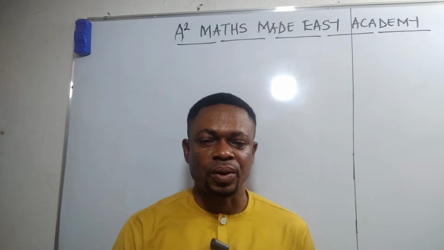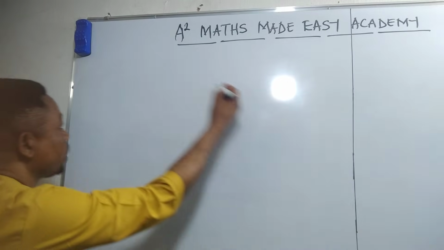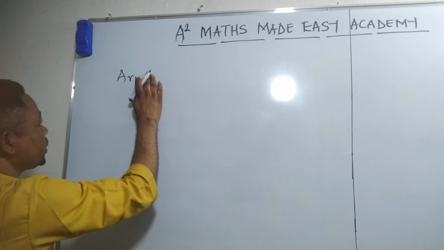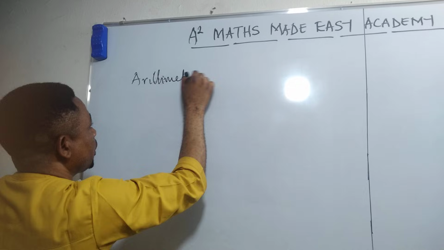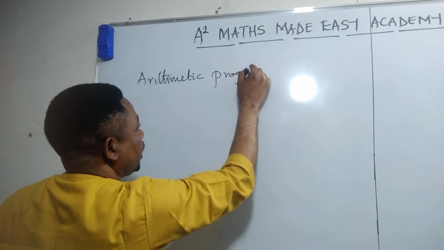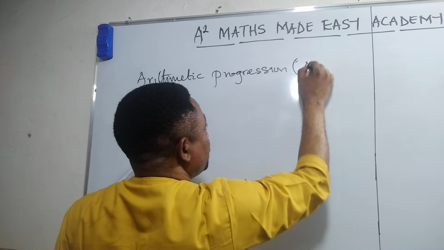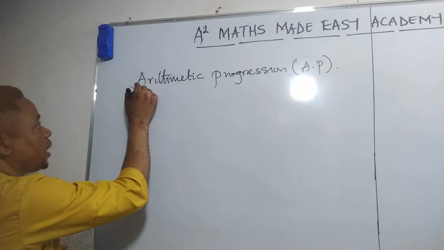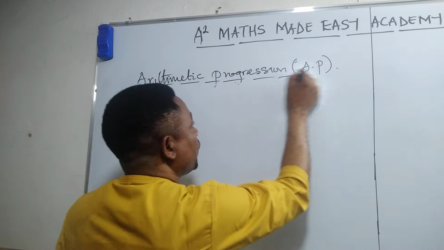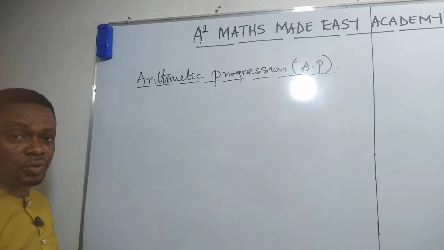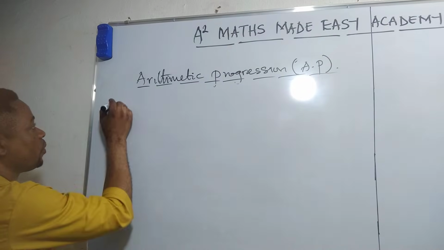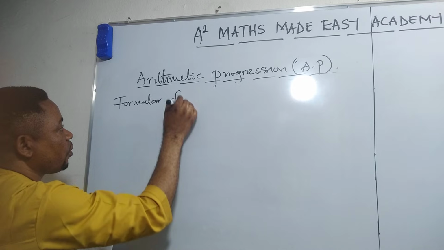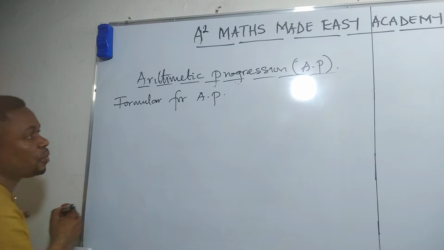word arithmetic progression. So we are going to talk about what we call arithmetic progression. And this arithmetic progression can be abbreviated by what? AP. Now there are some basic things I want to discuss under this arithmetic progression before I unveil the questions that we're about to solve. Now let's start with, first of all, how to generate the formula for AP, which is arithmetic progression.